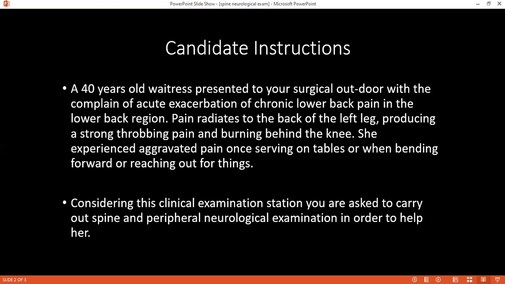What other differential diagnosis would you consider? It may be cauda equina. It may be due to trauma, due to some fractures, maybe some malignancy, or spinal canal stenosis. Okay. How would you confirm your diagnosis?